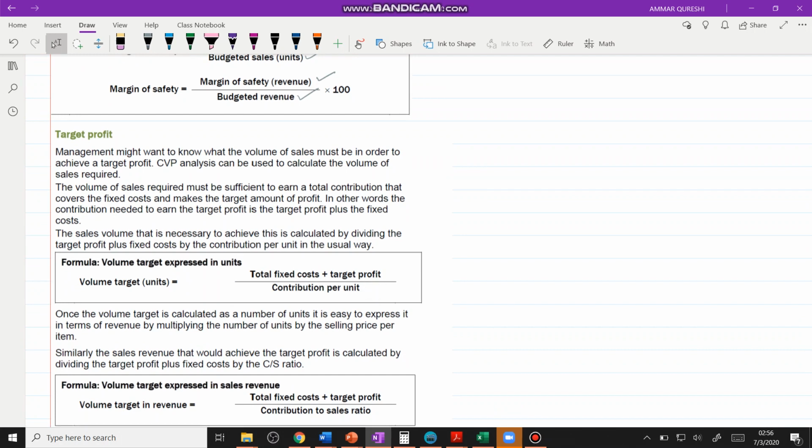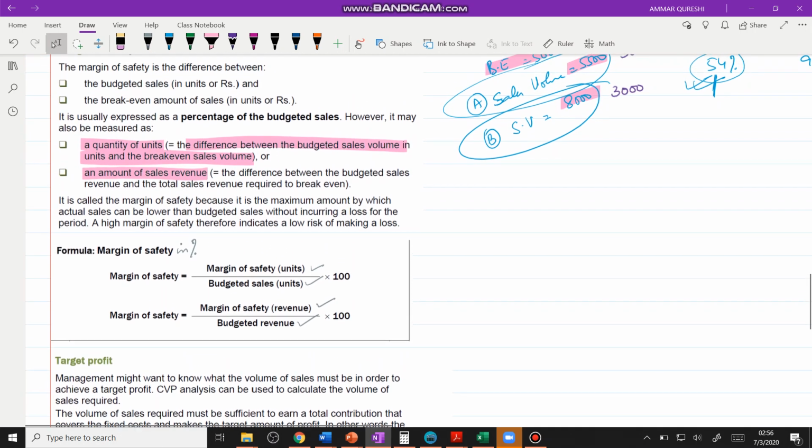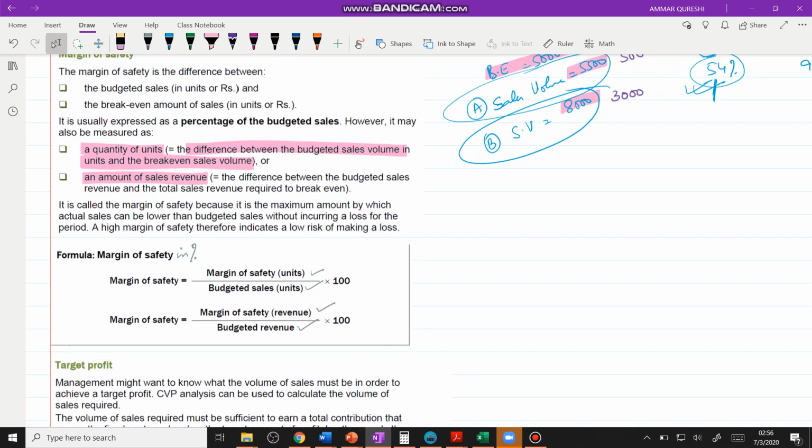And targeted profit is another concept. Let's do these two concepts first, and then we will discuss the last part, right? See, this is a very simple question. Budgeted sales revenue is 500,000, variable cost is 300,000, contribution is 2 lakh, and fixed cost is 1 lakh 40,000. Now, we have to calculate everything. We have to calculate break even, margin of safety, and I will try to explain those graphs as well. I don't know if you have studied graphs before, but we will discuss them as well.